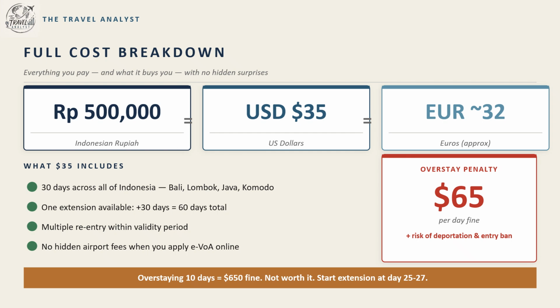Now the critical warning, if you overstay, the fine is $65 per day. 10 days overstay equals $650. Repeated overstays can result in deportation and an entry ban. Start your extension at day 25 to 27, never leave it late.